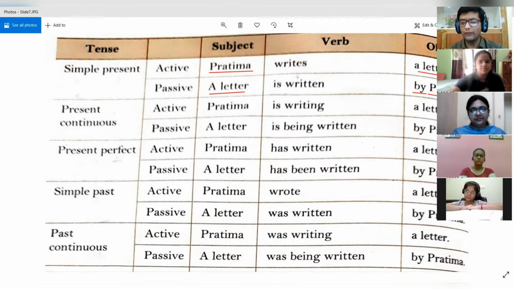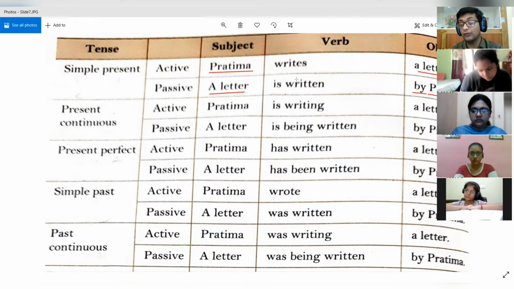All right. So now we will repeat this part again. In the first sentence, you can see that Pratima writes a letter has been changed to a letter is written by Pratima. So what is happening? We are applying the first rule, that is, we are exchanging the positions of the subject and the object. Pratima, which was the subject in the active voice, has become the object in the passive voice. And a letter, which was the object in the active voice, has now become the subject in the passive voice. So this is the first change that we did.